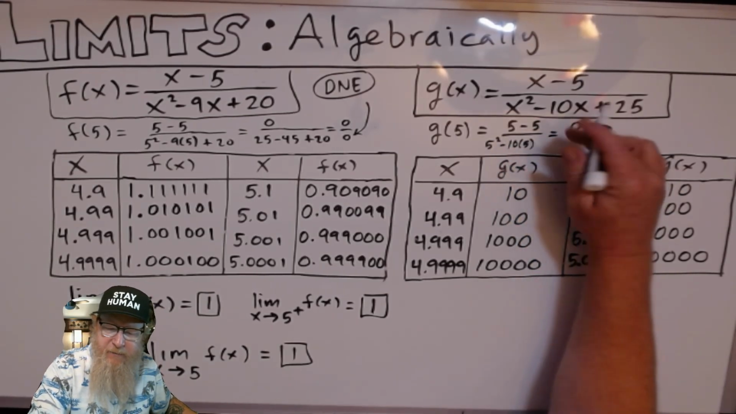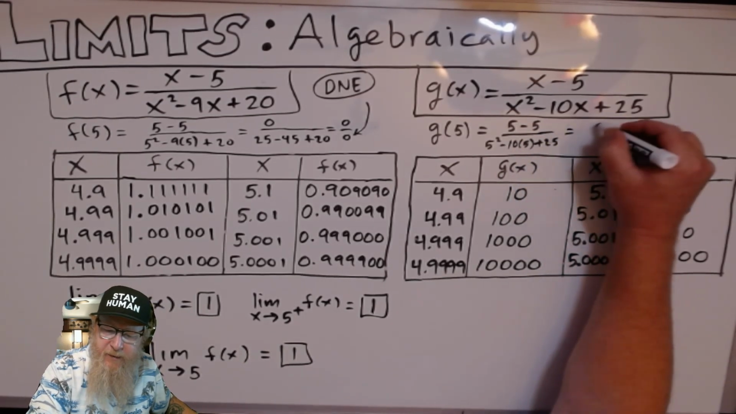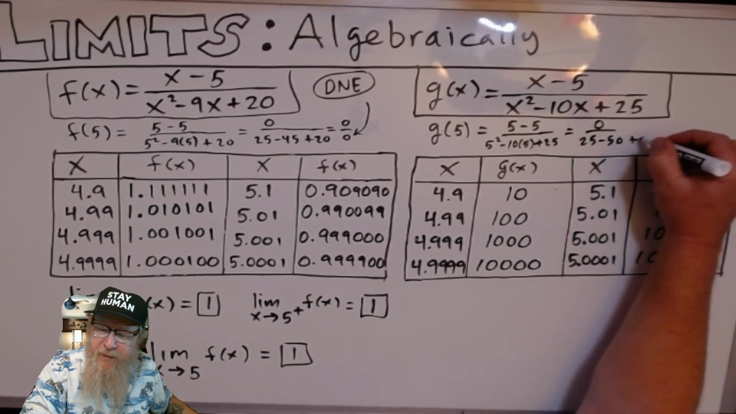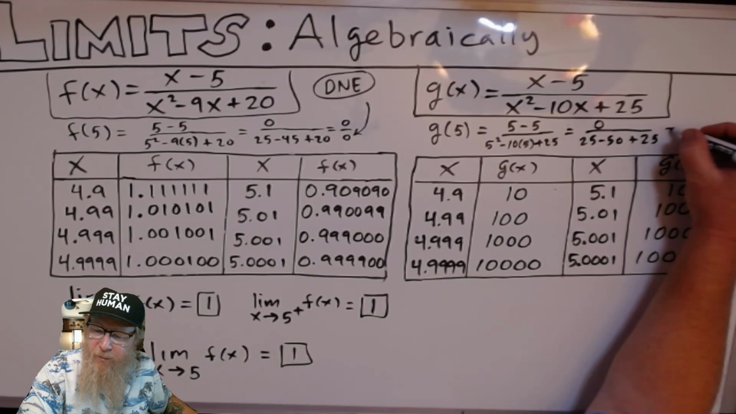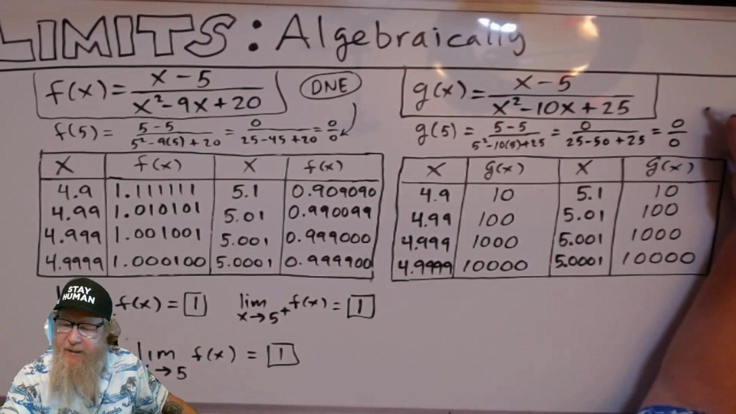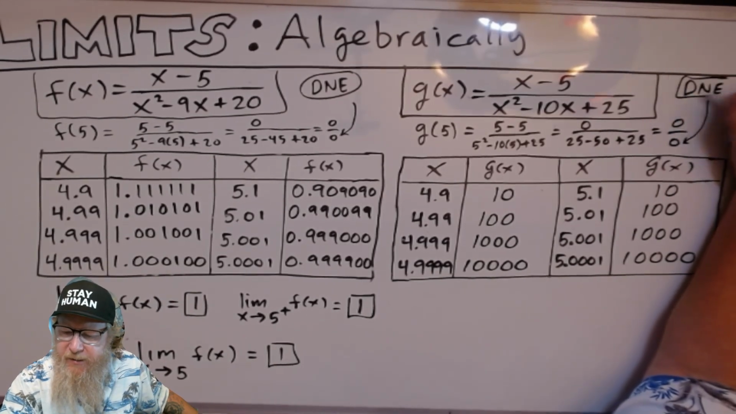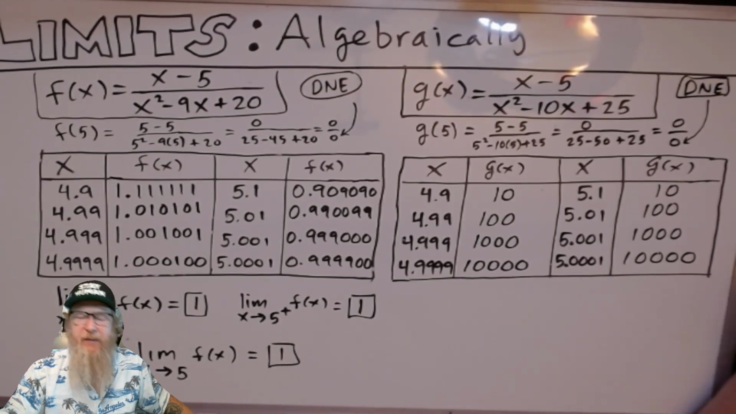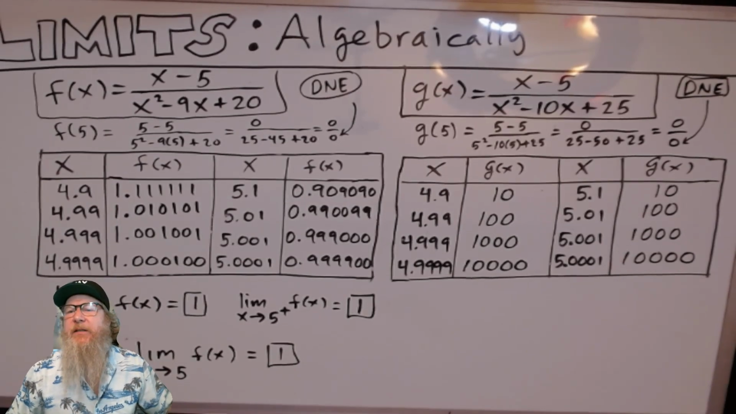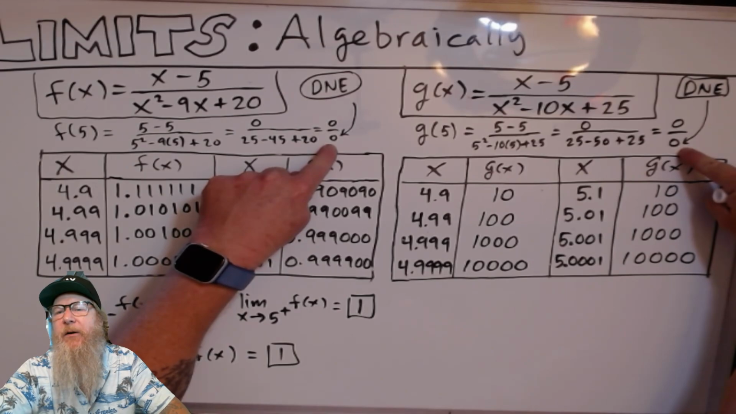10 times 5 plus 25. So that's going to be 25 minus 50 plus 25, which is, again, 0 over 0. So because we have 0 in the denominator, that means that this value does not exist. All right, so again, 5 is not in the domain of either one of these functions because it causes the denominator to be 0.